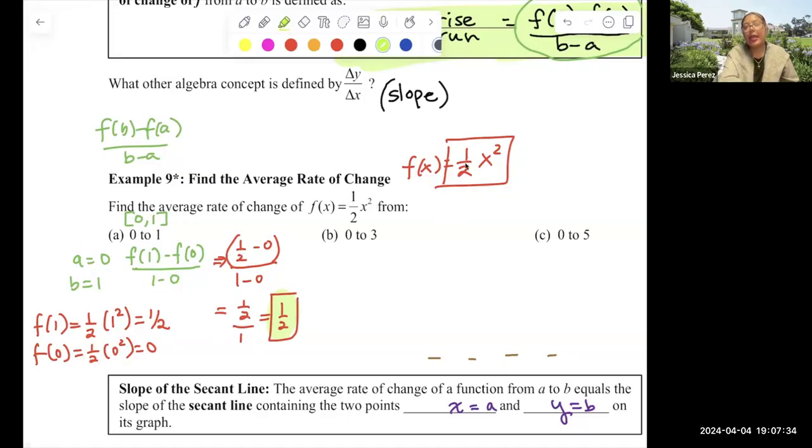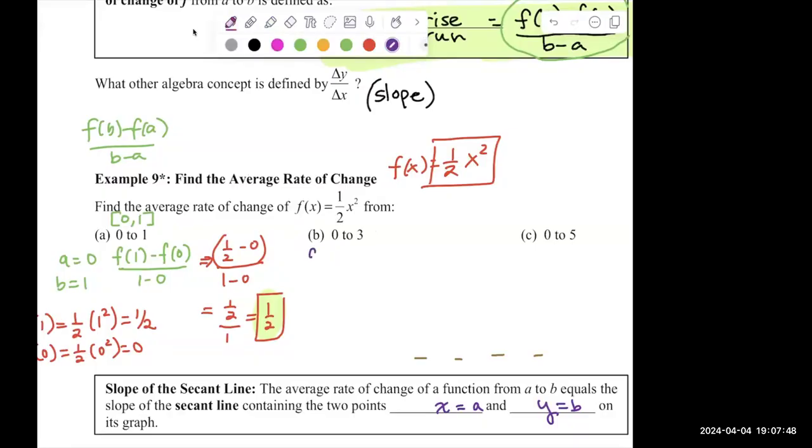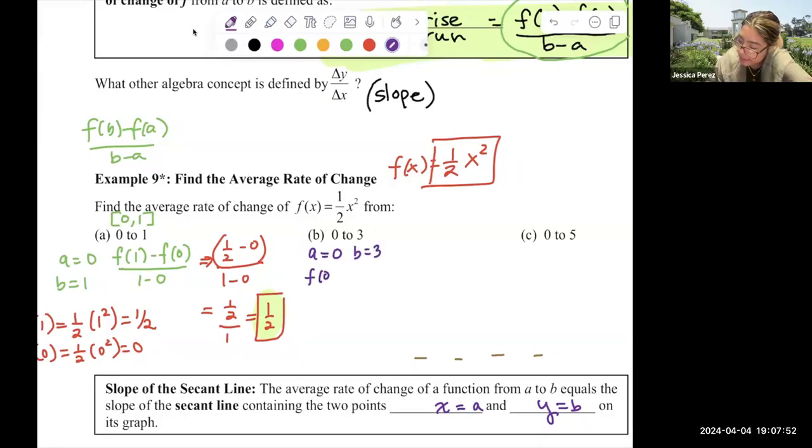I will do part A and part B, and you will do part C. So let's do part B on our own. So again, who is A and who is B? So in this case, A is 0, B is 3. Perfect. So then I have to find f of 0. But didn't I already do that? Didn't I already know what f of 0 is?